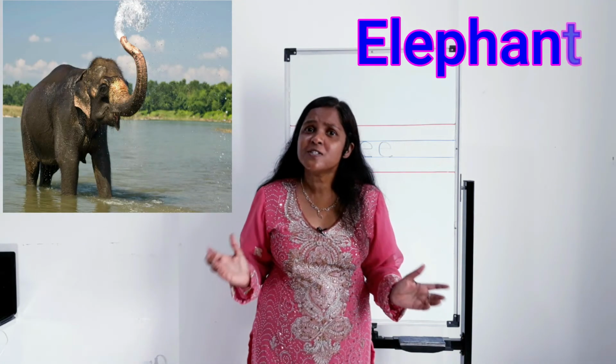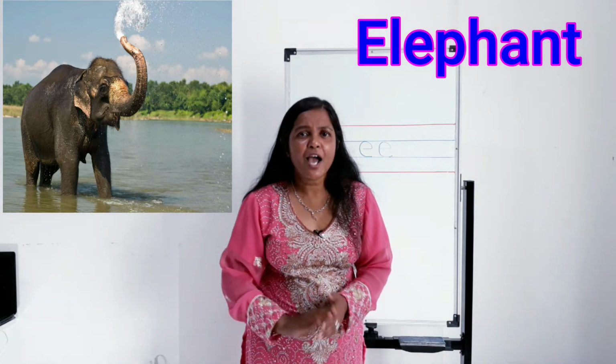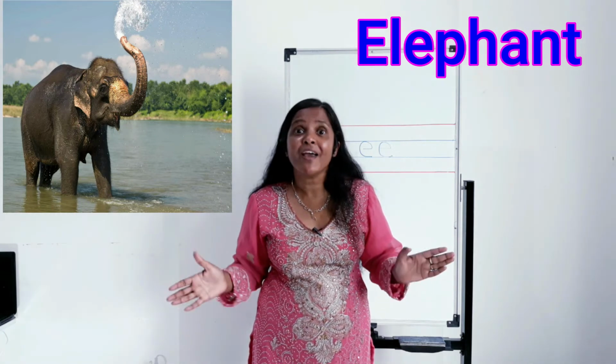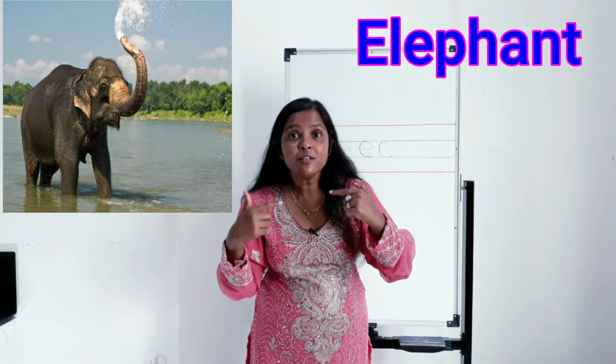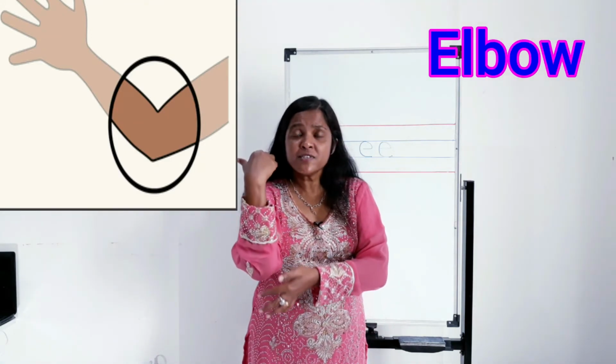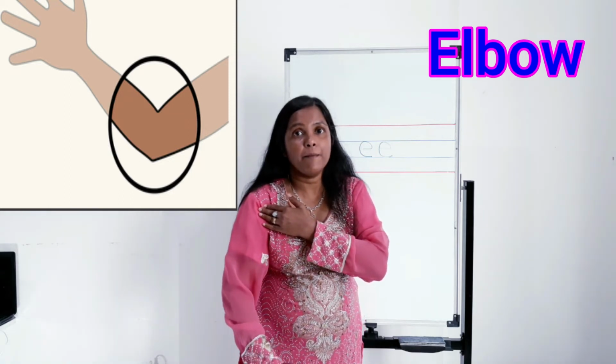Number 1, elephant. Elephant is the largest land animal. It has a long trunk, flat ears and small eyes. Elephant is brown or grey in color. If the elephant has tusks, we call it a tusker. Number 2, elbow. Elbow is a body part. Actually, it is the joint between the forearm and the upper arm.